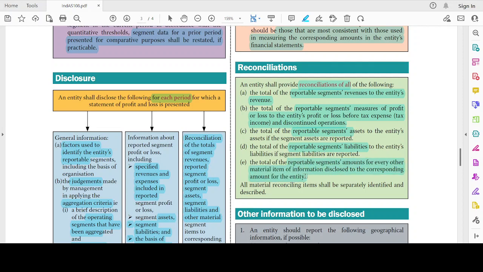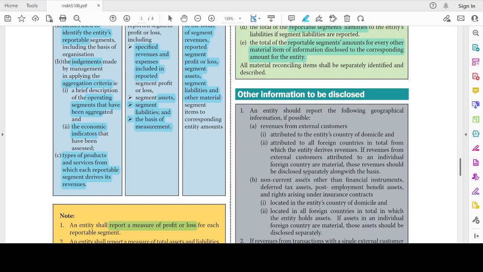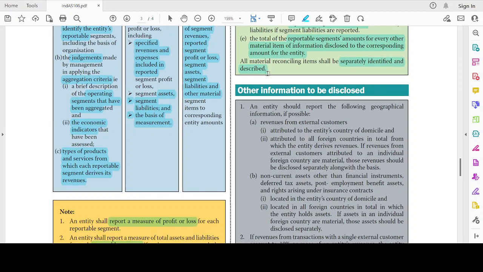If I'm going to use some other measure, I'm going to give that as a note, right? For that also, I should show the percentage to the entity's amount. All material reconciling items shall be separately identified and described. Okay, I have to mention them separately and describe them.